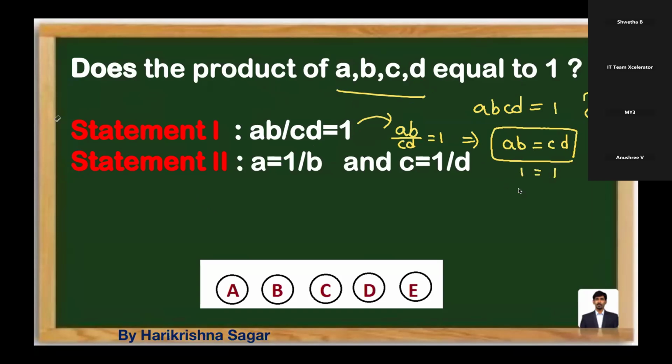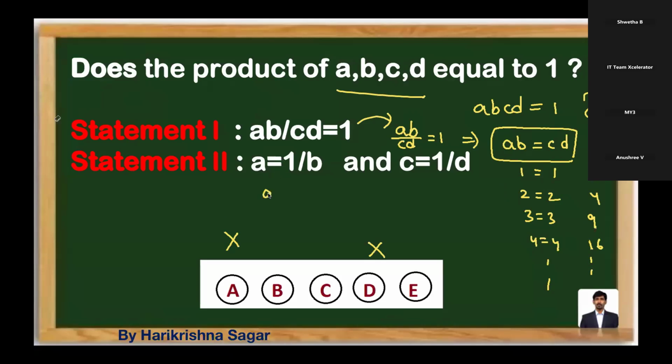AB is equal to CD means it can be 1 equal to 1, 2 equal to 2, 3 equal to 3, 4 equal to 4, like that. If it is 1 equal to 1, then AB is 1, CD is 1, then we can say ABCD is 1. If this is the case, then you will get 4. Now 9, 16, like that. There are so many possible values. We cannot say the answer using this. Eliminate A and D.